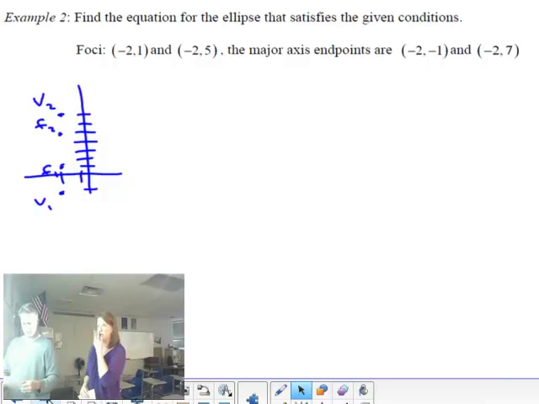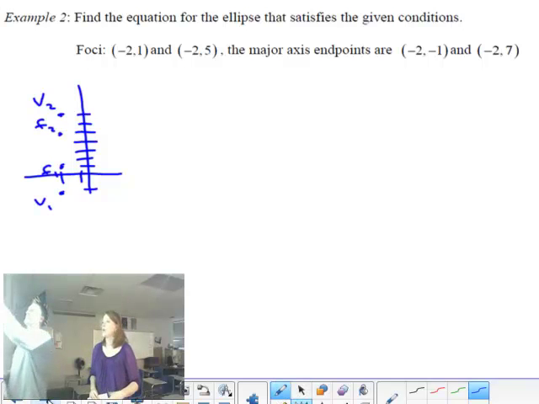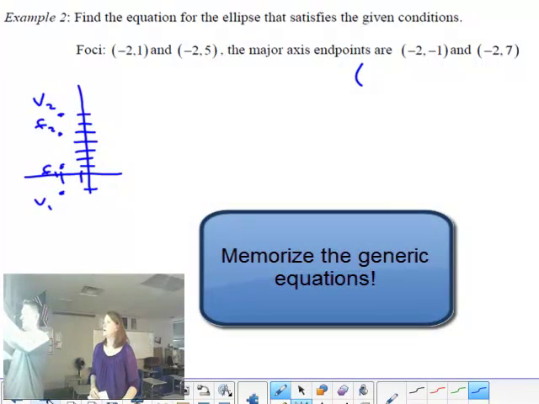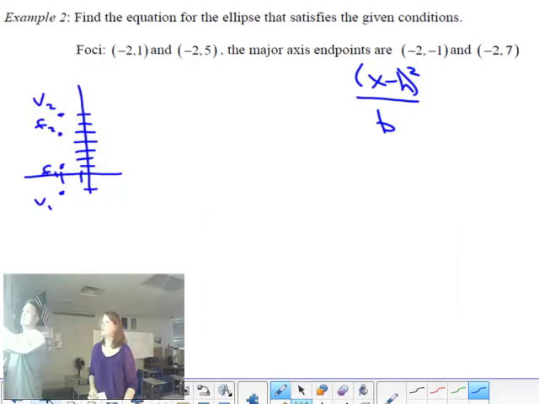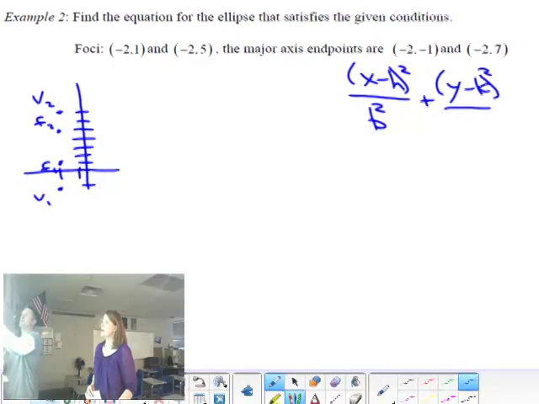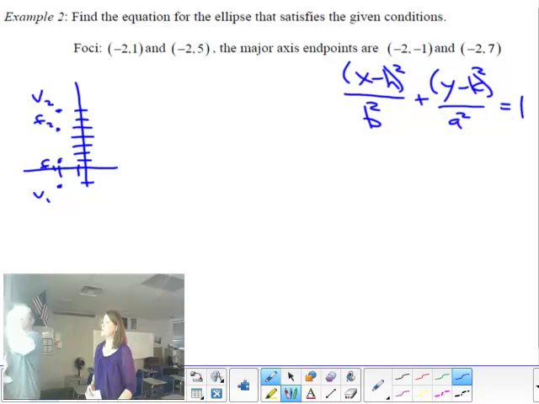If it's vertical, should we start off with writing the generic equation? Let's get a scaffold. This is what we need to fill out. We've got x minus h squared, and that's going to contain the b value because it's vertical. If it's vertical, the y denominator is bigger, so the a goes under the y. And it always equals 1.